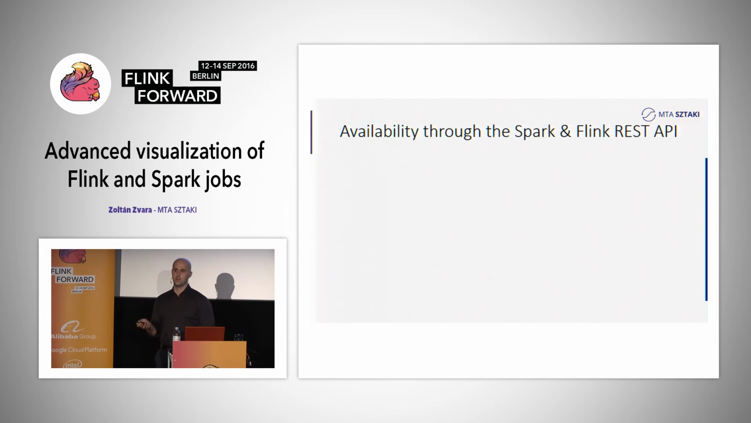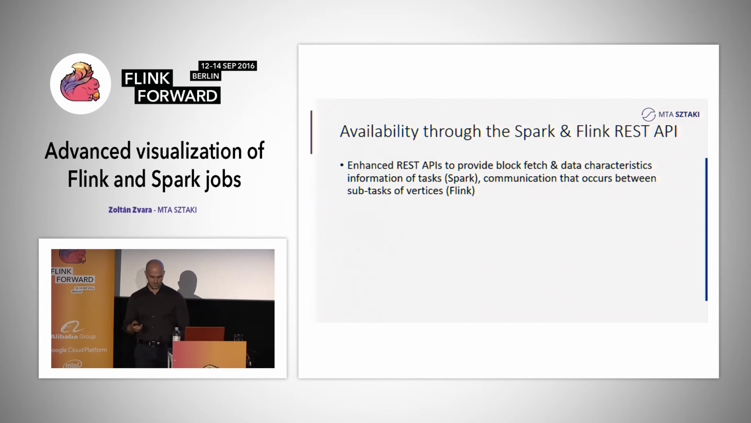So now that we have all this information, okay, how do we make it available for our visualization and optimization systems? Of course, all these systems have something like a REST API, so we have basically enhanced the Spark and the Flink REST APIs for that. As for Spark, we provide the block fetch information and the data characteristic information of tasks, and as for Flink, we provide the communication that occurs between subtasks of vertices.